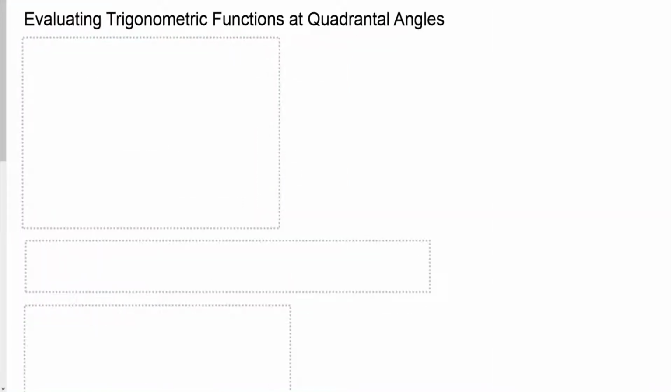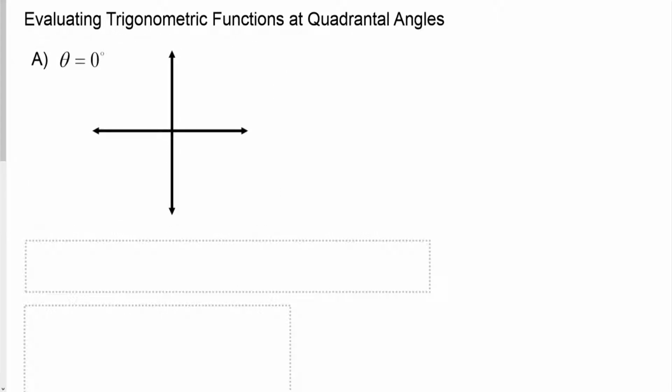Okay, evaluating trig functions at quadrantal angles. In order to do this, let's start off with theta equals 0 degrees. Now, we've already mentioned what a quadrantal angle is. It's an angle that lies on the axis. So an angle measure of 0 degrees is along the positive x-axis, which doesn't really make an angle because the initial side and terminal side would be the same. So it doesn't technically make an angle, but we think of it as doing so.